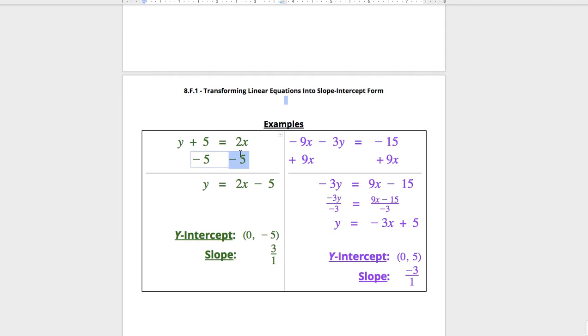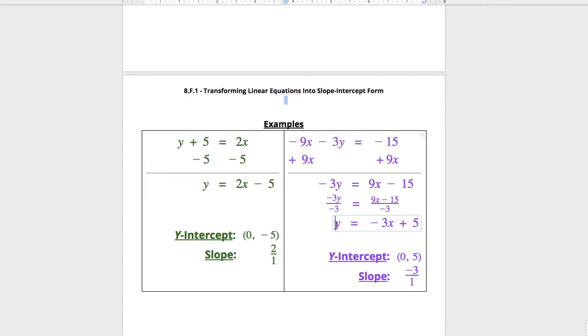2x and negative 5 are not like terms. As Mr. Neville would say last year, they don't have the same last name, so at the end this just becomes y equals 2x minus 5. Now we know the slope, which is 2 over 1, and we know the y-intercept, which is (0, negative 5).